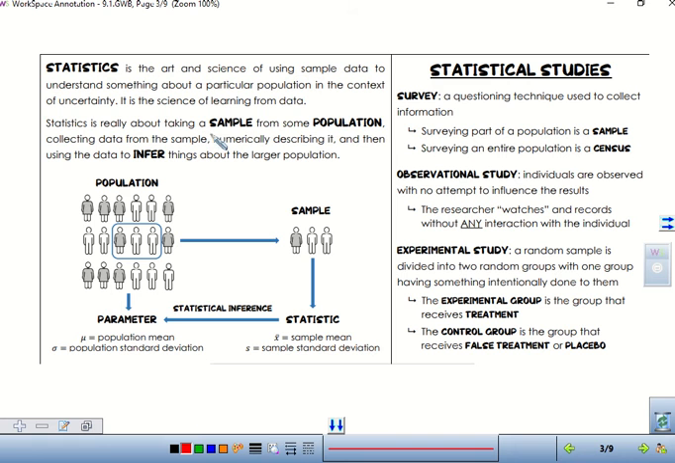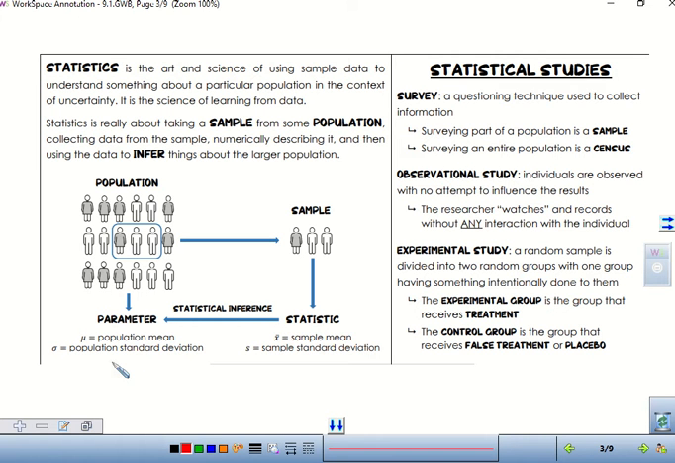So statistics is really about taking a sample from some population, collecting data from the sample, numerically describing it, and then using the data to infer things about the larger population. So if you have a population, for example, the United States at about 100 million, you take a select amount of those people, maybe you take 100,000, and you take those people as your sample. And then you use statistics to find standard mean or standard deviation of whatever you're studying. And then you use statistical inference to come up with a parameter that we can apply to the larger population.